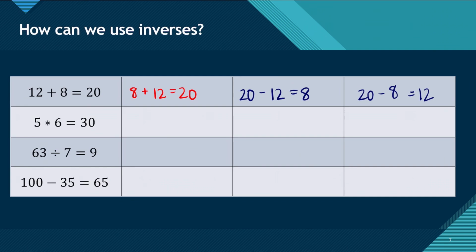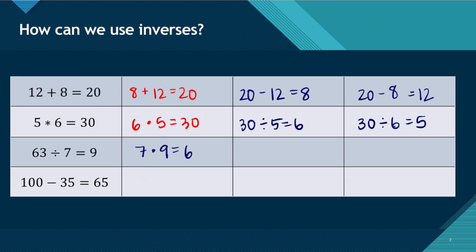The commutative property only works with addition and multiplication. So here if I do 6 times 5, that also equals 30. But again, using inverses, I can rewrite it as 30 divided by 5 equals 6, or 30 divided by 6 equals 5. These last two, you can't use the commutative property right now, so I'm actually just going to change it so that it's 7 times 9 is equal to 63. Then I can change that around, so that can be 9 times 7 is equal to 63. I can also say 63 divided by 9 is equal to 7.